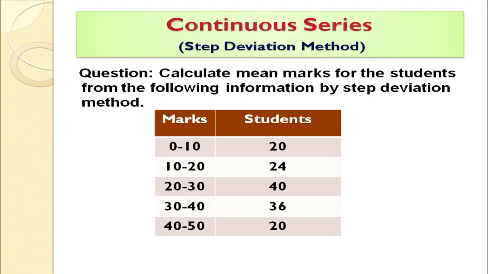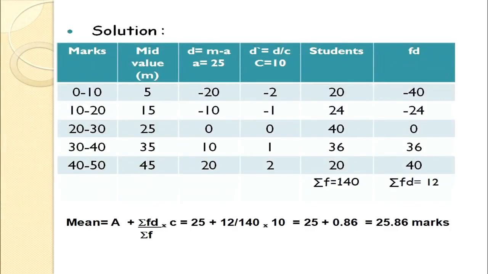What we have learned, are we able to calculate it or not? So this is the example. We have taken again the same example. Now let us see how we have done it. Very first step, mid value. Second step is that I have identified A as 25 and I have calculated d, that is deviation. Then after deviation, I observed that all the values can be divided by some common factor, that is 10. Then I have calculated d dash, d divided by c.